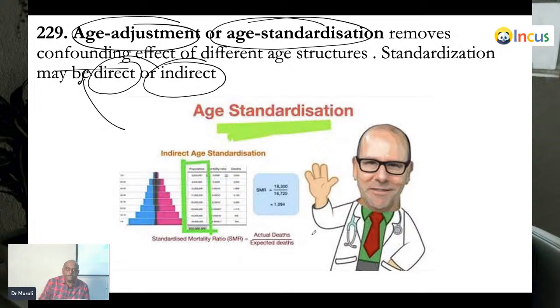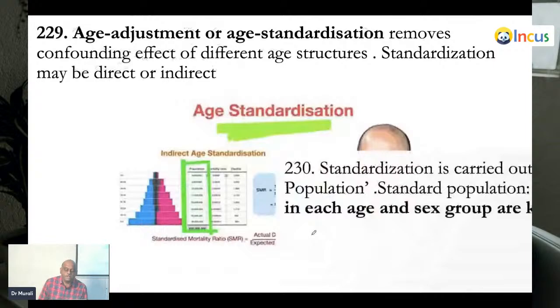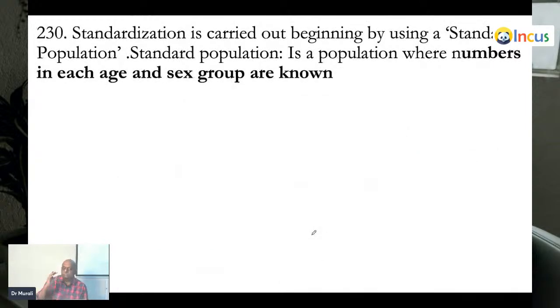Age compositions are different. We need to do standardization. It can be a direct standardization or indirect standardization. So how do we do the standardization?